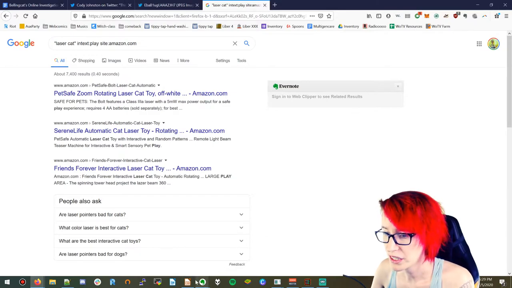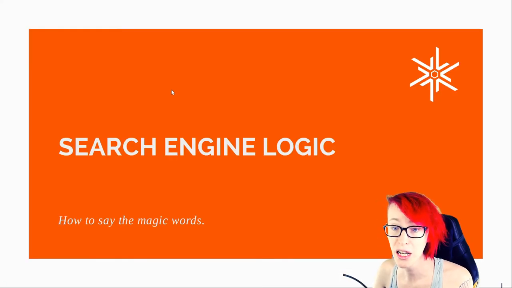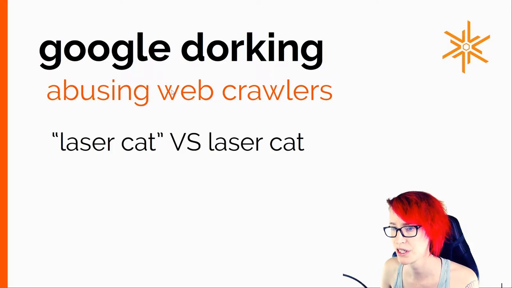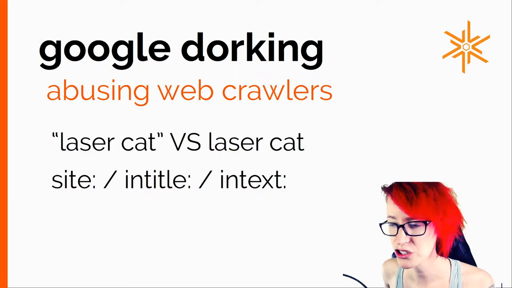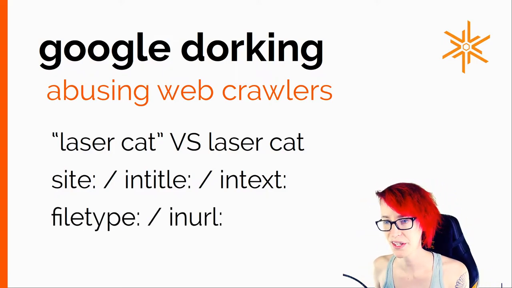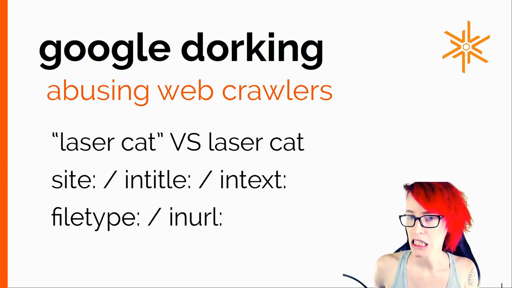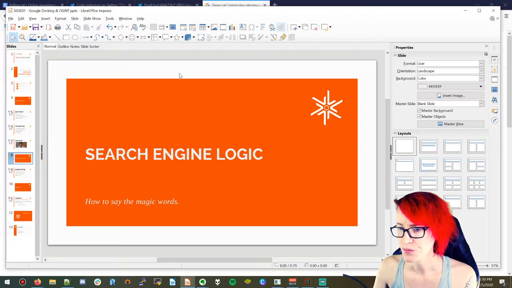The next one, I think, is the most abusable. You can go ahead and look up Google Dorks, and you'll find tons of articles about how various people perform their searches like this. But some of these commands for search engines are super powerful. And that's file type and in URL. So file type is kind of self-explanatory.